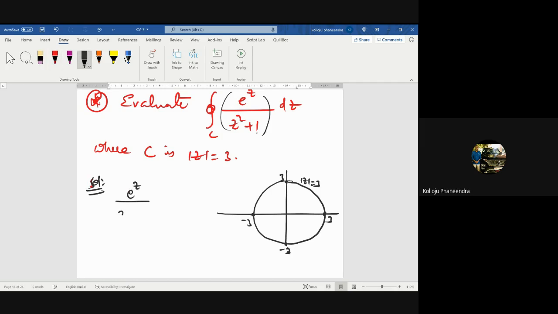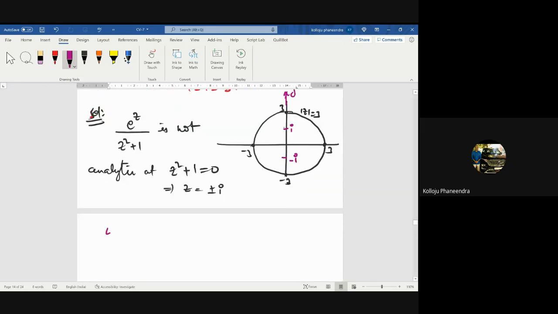E power z by z square plus 1 is not analytic at z square plus 1 equal to 0, which means z equal to plus or minus i. Where are these points? On the imaginary axis, the y-axis. So this is plus i and this is minus i, which lie inside mod z equal to 3.